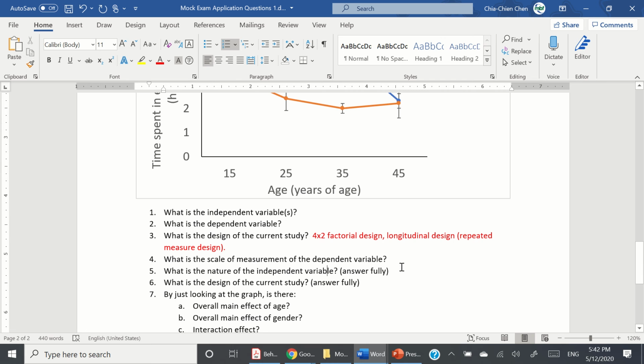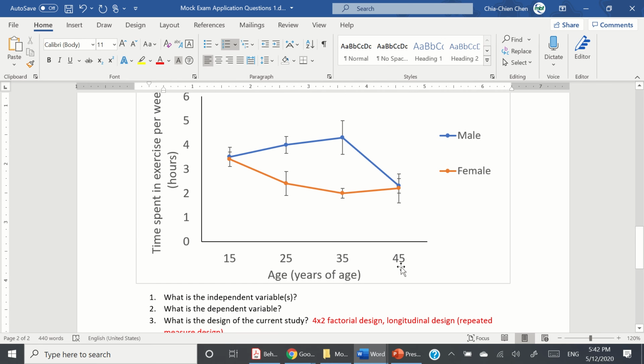an overall main effect of age? Now let's just compare 15 versus 45. Just overall, is there a difference in the amount of time that people are spending exercising? It looks like there is, right? We don't know about 25 to 35 and all that, but when you're looking at just 15 versus 45, there seems to be a significant decline, right?